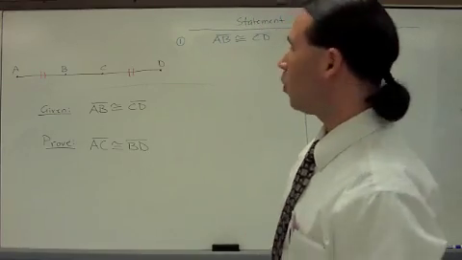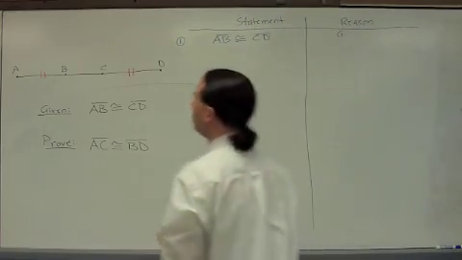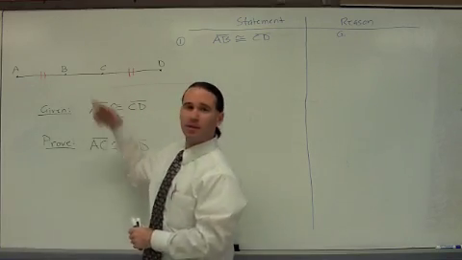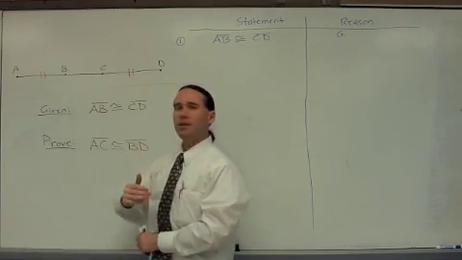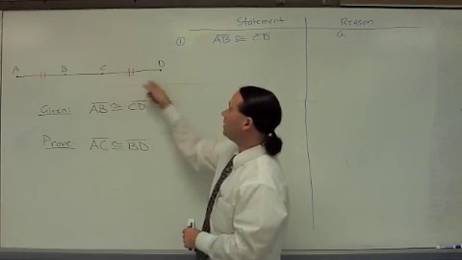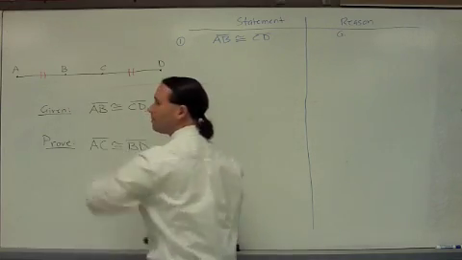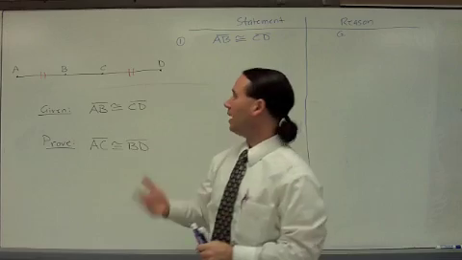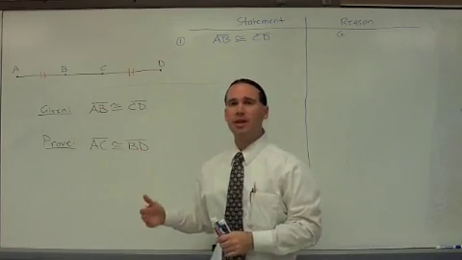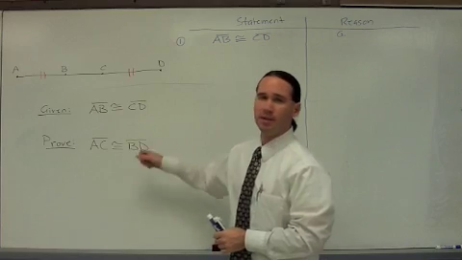Now, the question is, what are we going to add? Well, how do you get from AB to AC? You have to add BC. And how do you get from CD to BD? You have to add the same BC. So that's what we're going to be doing. We're going to be adding BC to both of these segments and proving that AC is congruent to BD.